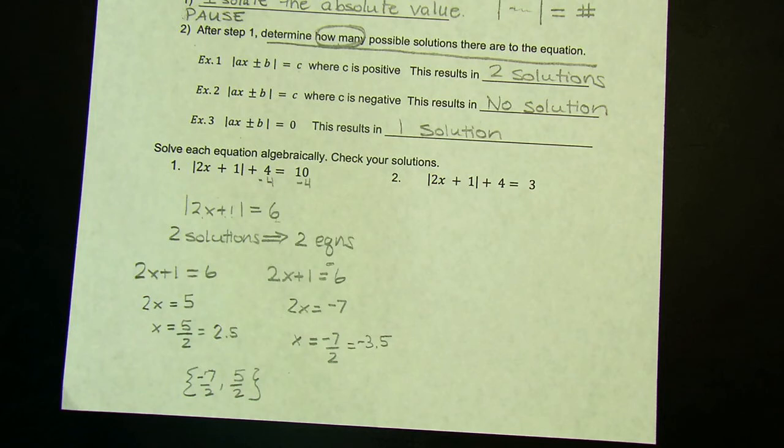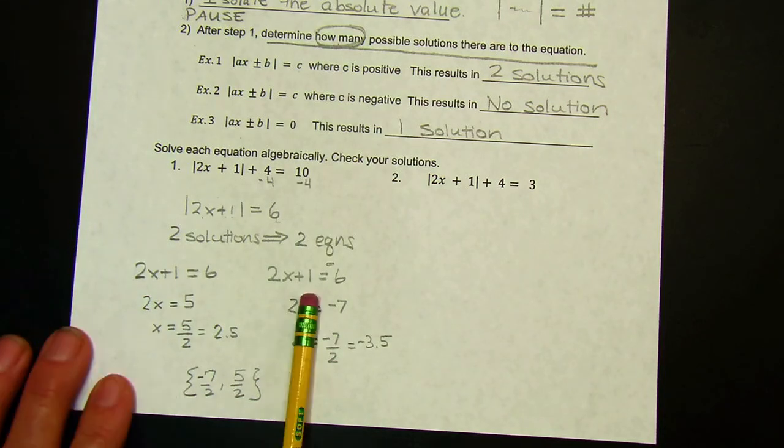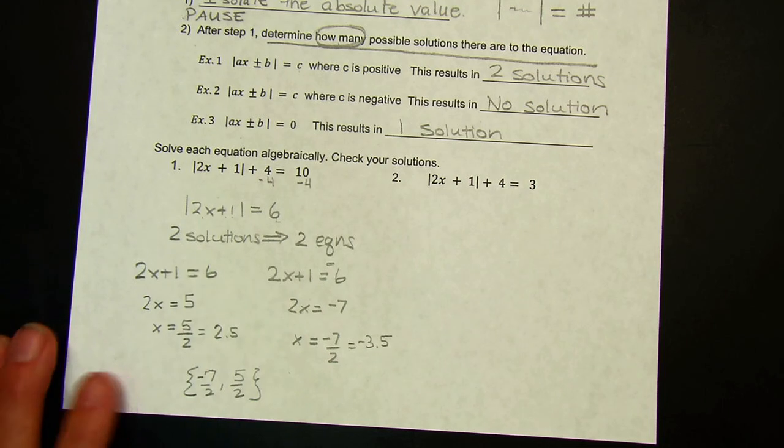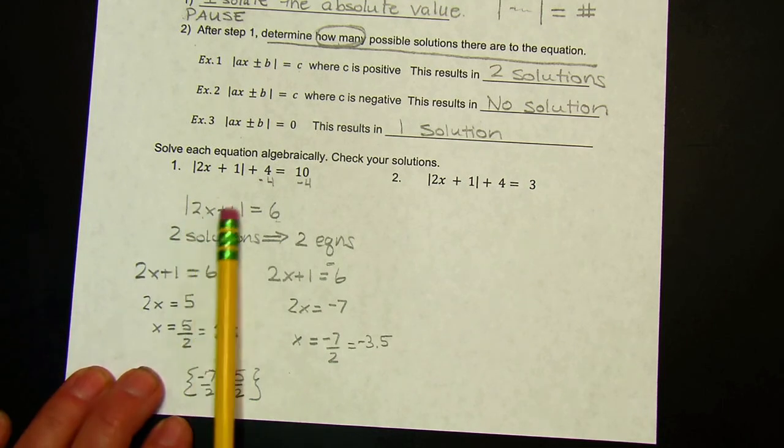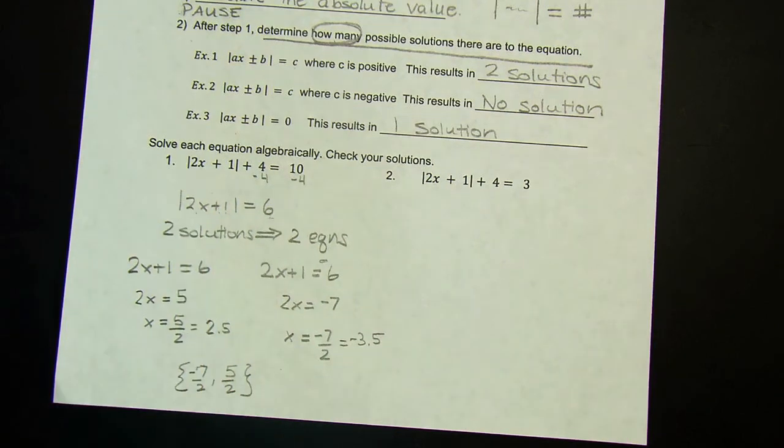All right, any questions so far? Why did I break it up into 2 separate equations? Because I knew I needed 2 solutions. And those 2 solutions come from when the inside equals 6 or when the inside equals negative 6.